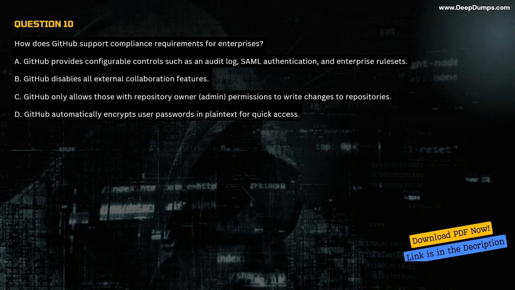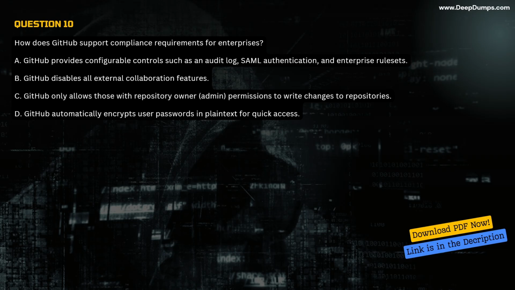Question 10. How does GitHub support compliance requirements for enterprises? A. GitHub provides configurable controls such as an audit log, SAML authentication, and enterprise rule sets. B. GitHub disables all external collaboration features. C. GitHub only allows those with repository owner or admin permissions to write changes to repositories. D. GitHub automatically encrypts user passwords and plaintext for quick access.